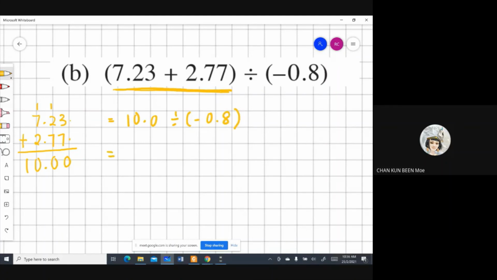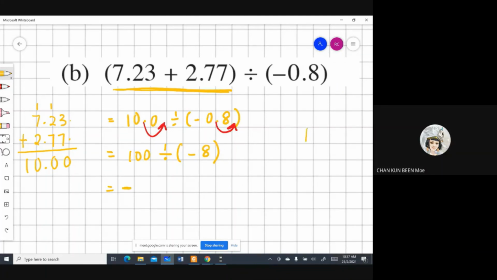So 10.0, we cannot divide by a negative 0.8 number. We have to change it to a whole number. So what you need to do is move 1 decimal point to the back. Therefore, it becomes 100 divided by negative 8. The first part, the positive and negative sign, you can solve first. Positive divided by negative is negative.